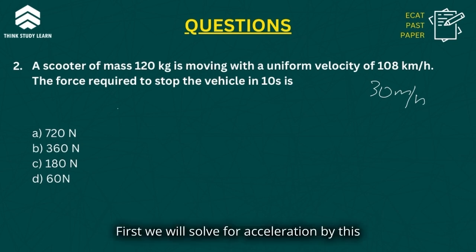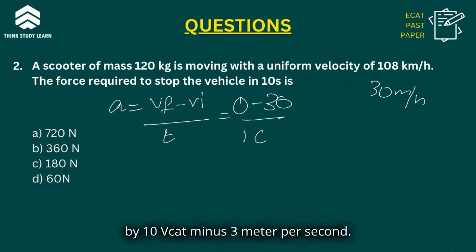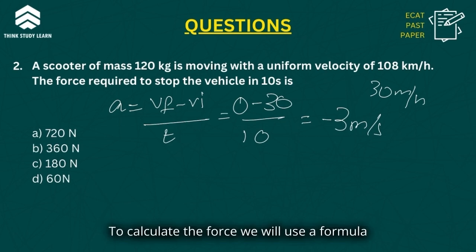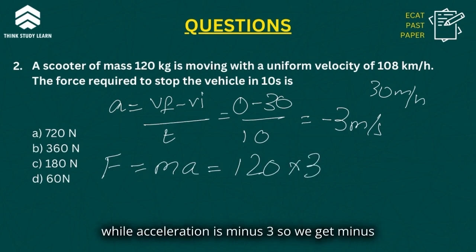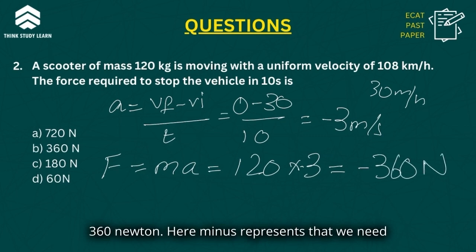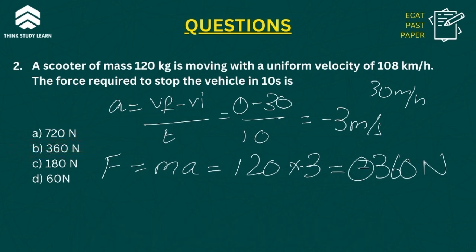First, we will solve for acceleration by this formula, which is a is equal to Vf minus Vi over t. Here, Vf is 0 while Vi is 30, divided by 10, we get minus 3 meter per second square. To calculate the force, we will use the formula F is equal to ma. Here mass is 120 kg while acceleration is minus 3. So we get minus 360 Newton. Here minus represents that we need the force in the opposite direction. Therefore option B is the correct answer.